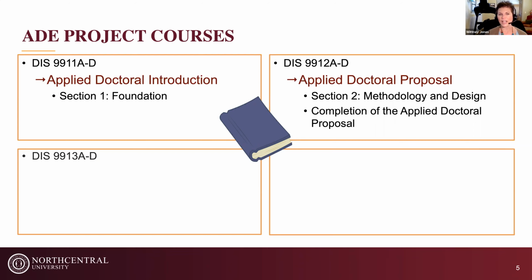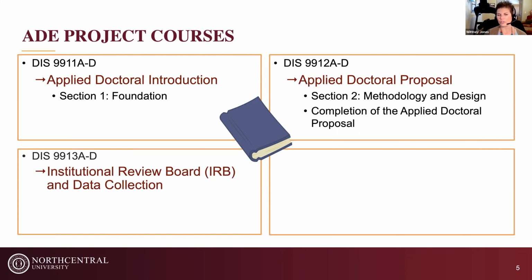All right, so 9913 is the Institutional Review Board, IRB, and data collection. You will get introduced to the IRB early in your first course. You have to have approval from the IRB before you collect your data. So please don't start collecting your data now, because you will not be able to use it. We just want to make that very clear. We want to protect you from that.